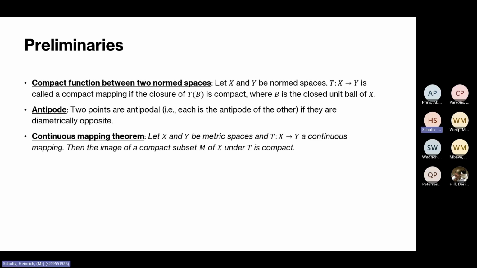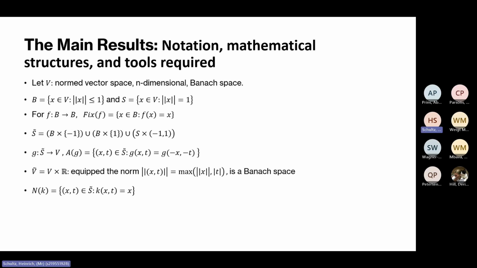Now we will move on to the main results. We'll start off with some notation, mathematical structures and tools as required. We let V be a normed vector space that is n-dimensional, and it is also a Banach space. B and S are the closed unit ball and sphere of V. F is a self map of B, and Fix F is the set of fixed points of F.